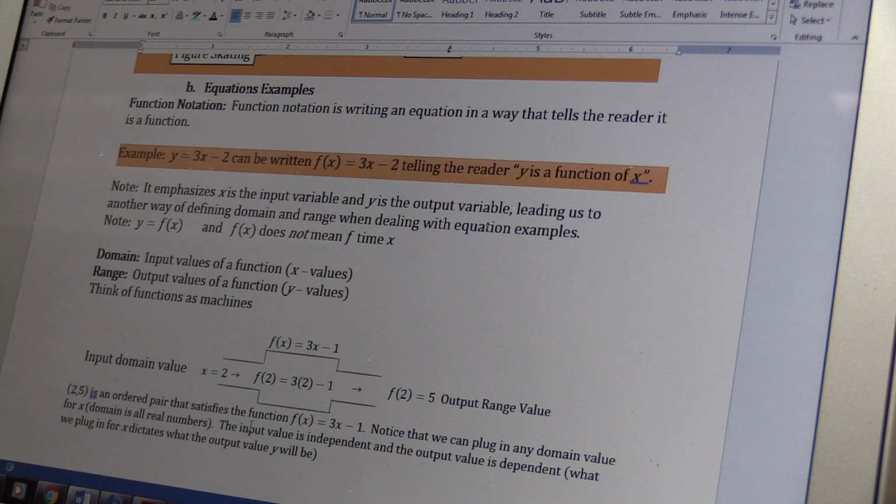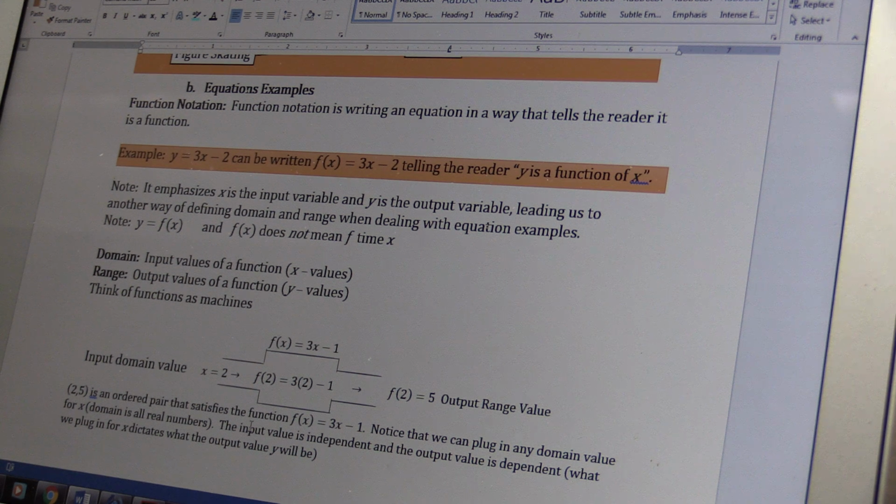The domain is still all your x values, but we're looking at an equation form. Think of the input values of the entire equation. The range is the output values of the entire equation. And so we can think of these functions as machines. If I have f of x equals 3x minus 1, a linear function, and I take a value and stick it into the function, that would be part of my domain, my x value. I plug it in, I get 3 times 2 minus 1, and I get f of 2 equals 5, and 5 is the output, which is the range.